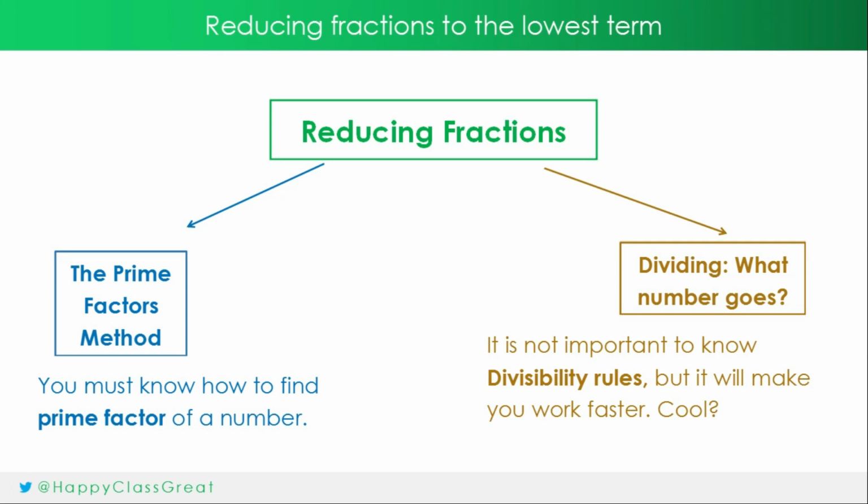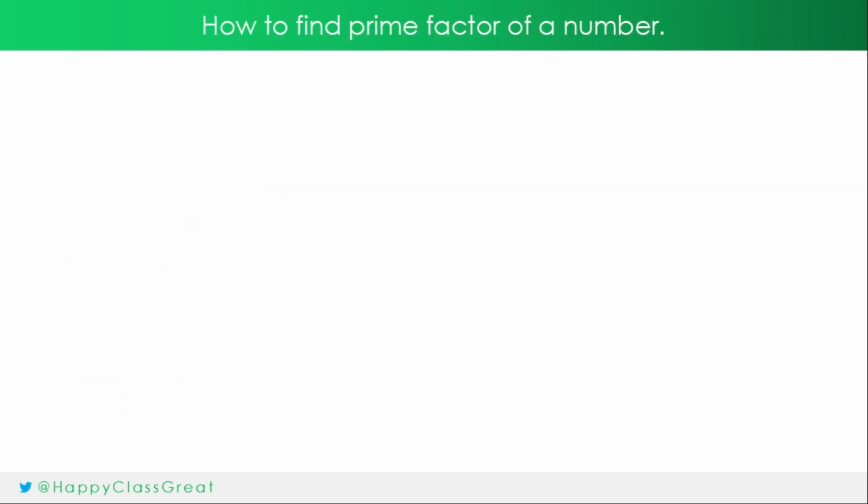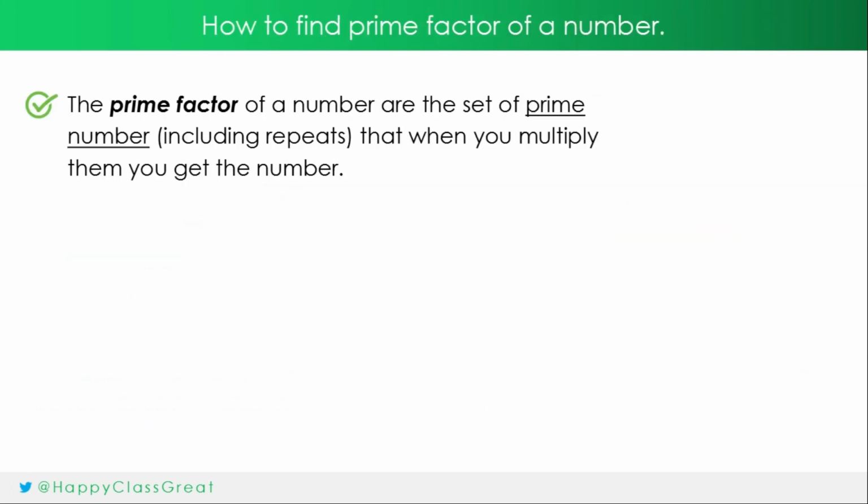It's the most common one, and you will see it is the easiest way, and how you can quickly reduce a fraction to lowest term, so that you won't be spending years or days working on a fraction question. So how do we find the prime factors of a number?